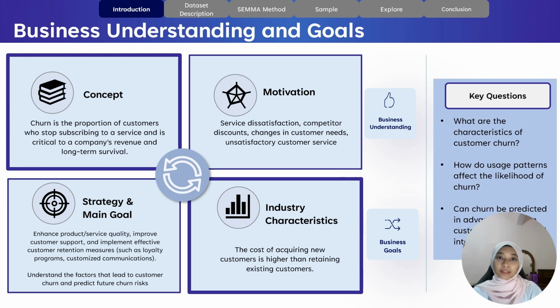There are three key questions for the business understanding. One of them is, what are the characteristics of the customers who churn? Second, how do usage patterns influence the likelihood of churn? And third, how can we predict churn in advance based on customer behavior?